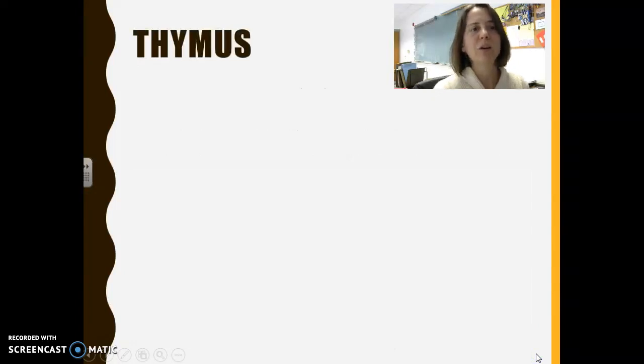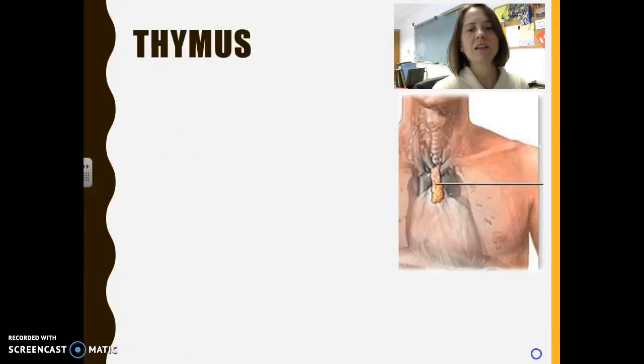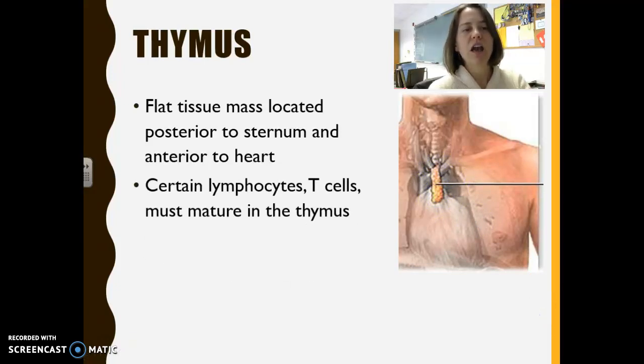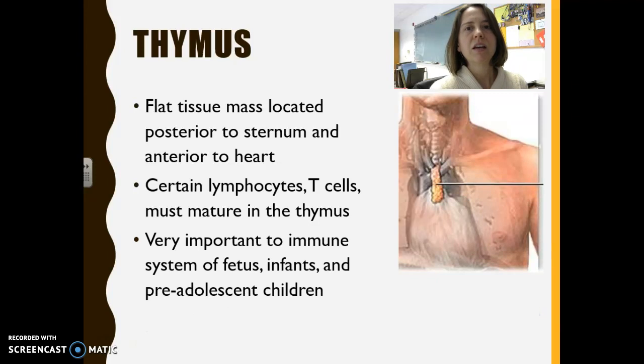Another lymphoid organ is the thymus. As you can see, it is a flat, massive tissue, located posterior to the sternum and anterior to the heart, and certain lymphocytes, T cells, must mature in the thymus. It is very important to the immune system of a fetus, infants, and pre-adolescent children, and it does become less important for adults.